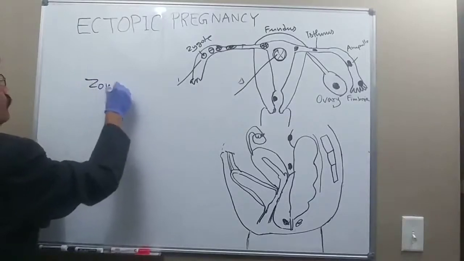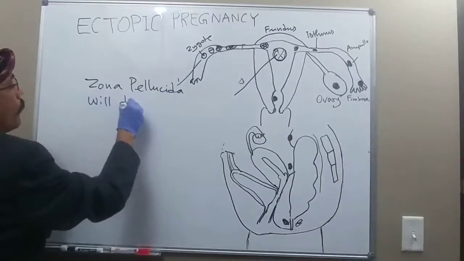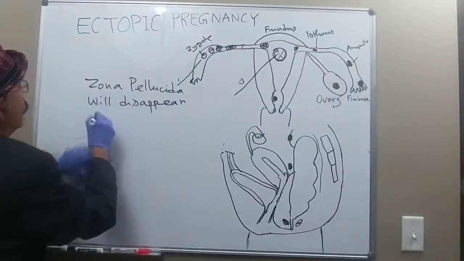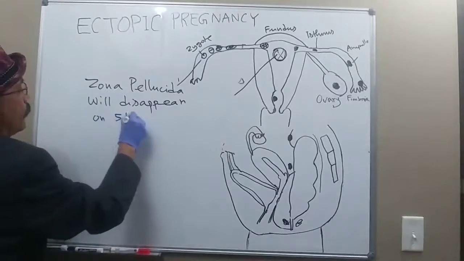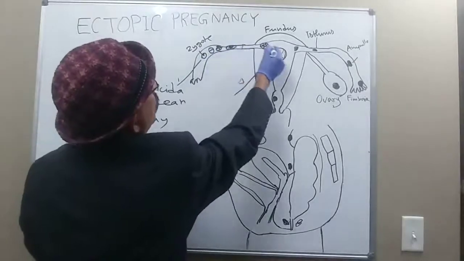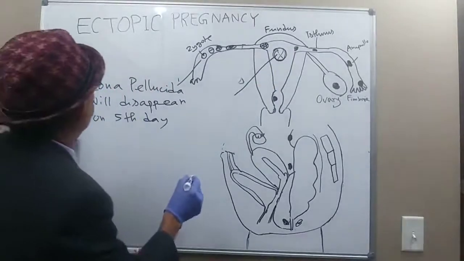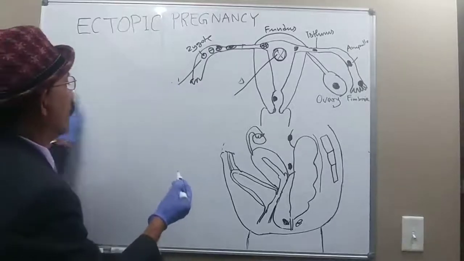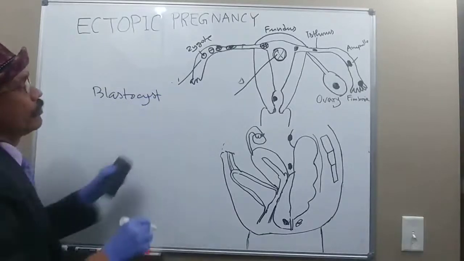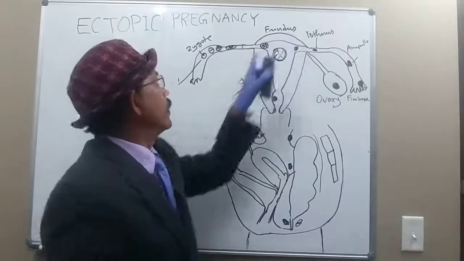The zona pellucida will disappear on the 5th day. By this time the morula will be inside the uterus. Then from the morula, the zona pellucida will disappear and we'll have formation of the blastocyst. This blastocyst will be implanted inside the uterus on the posterior wall, usually near the fundus.